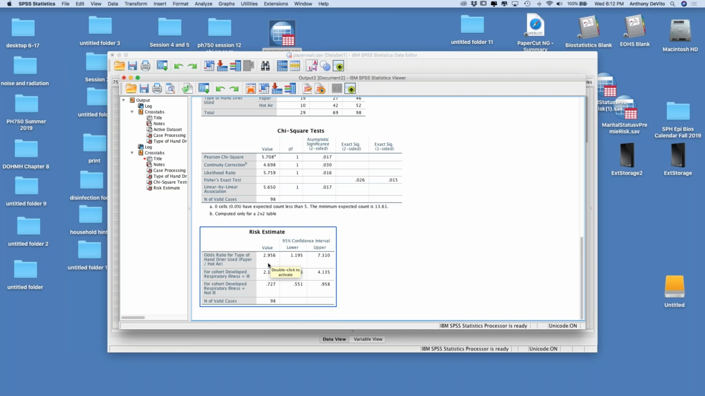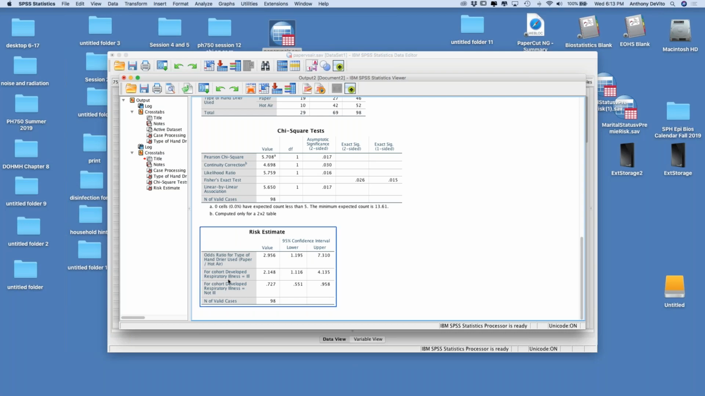Okay, well, that's all and good, but what's the 95% confidence interval? Maybe that 2.9 is just due to chance because it's too small a sample. But it turns out that for the 95% confidence interval, we think it's 2.9, but we're 95% certain that the true population rate of paper versus air and getting ill is 1.2 to 7.3. So we're 95% confident that it's not 1 because 1 is not between these two. 1's outside of this range, right? So 1.2 to 7.3, since 1 is not between them, we can reject the null hypothesis and say that the odds ratio is not equal to 1, right?